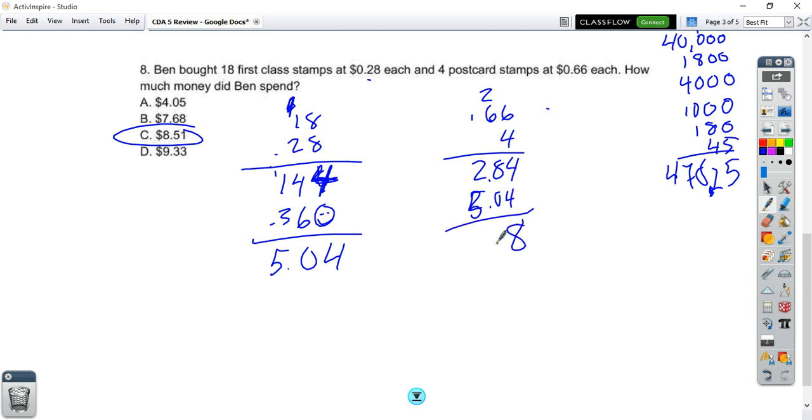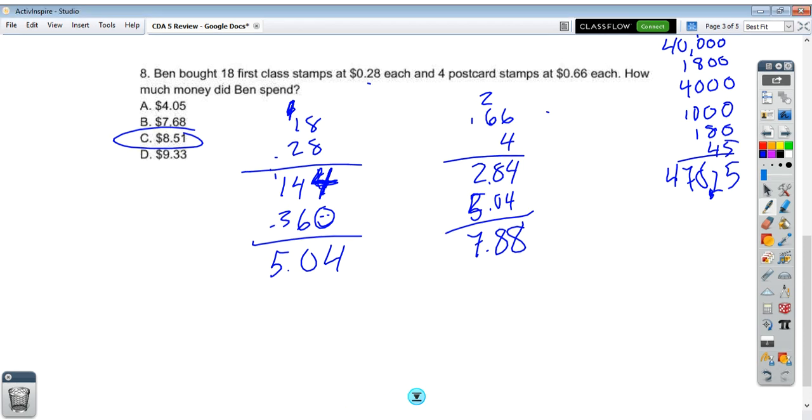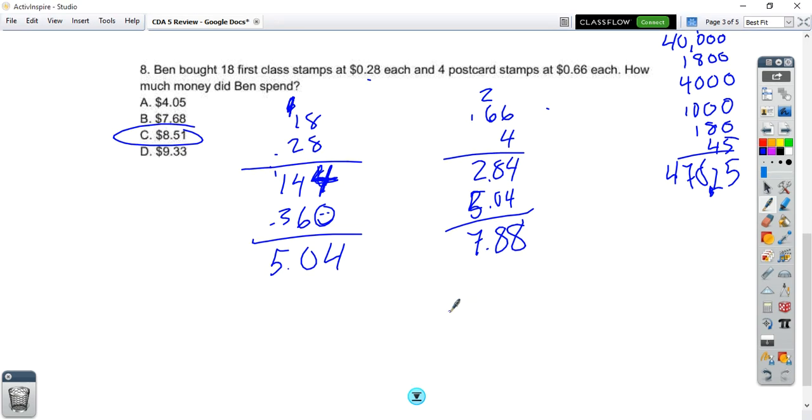$5.04, 8, 7.88. Something went wrong. 18 stamps times 28 cents, 4 stamps times 66 cents. How much money? So 18, 8 times 8 is 64.